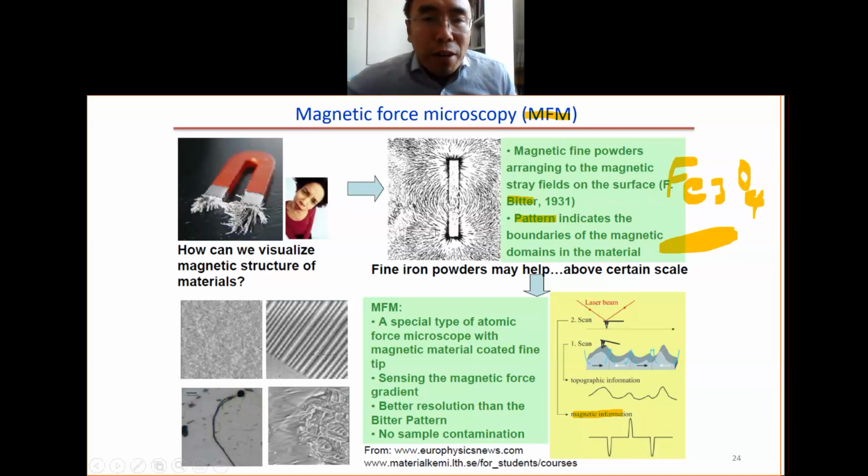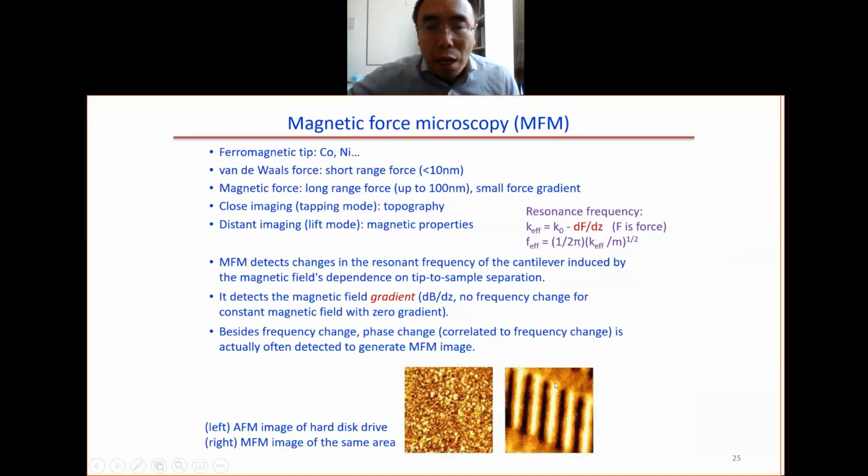To get to very high resolution, people use MFM. So this is the topography image, and this is the MFM image. For the MFM image, we measure the force. We measure the magnetic field gradient. So we know the force constant.